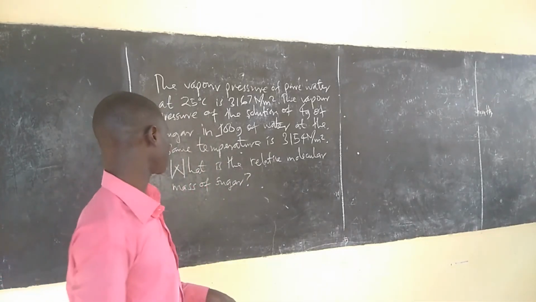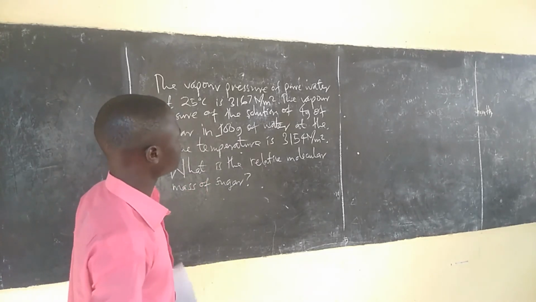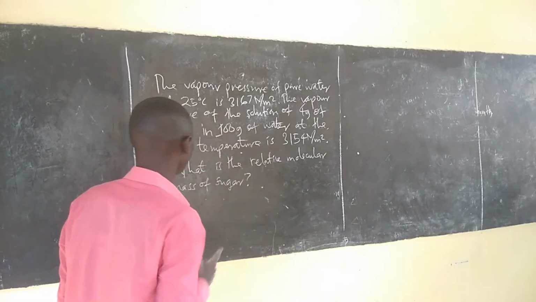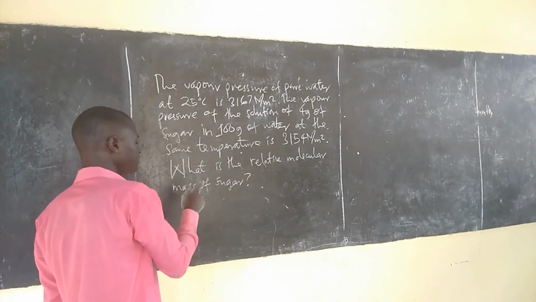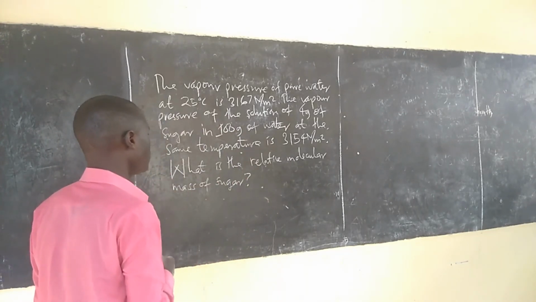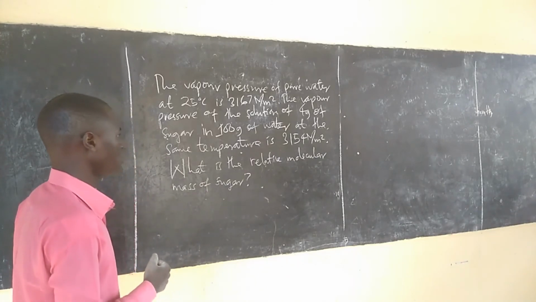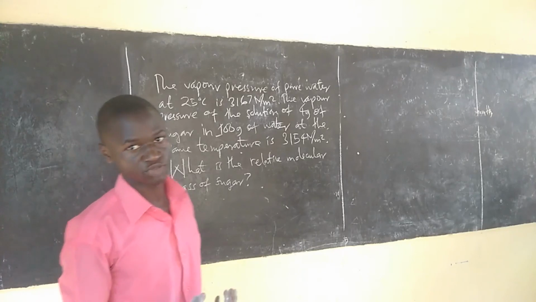Now, this question number 4, vapor pressure of pure water at 25 degrees Celsius. This one, the vapor pressure of solution of 4 grams of sugar in 100 grams of water at the same temperature is here. What is the relative molecular mass of sugar? So, hili swali linafanana na hilo ambalo tumetoka kusolve.